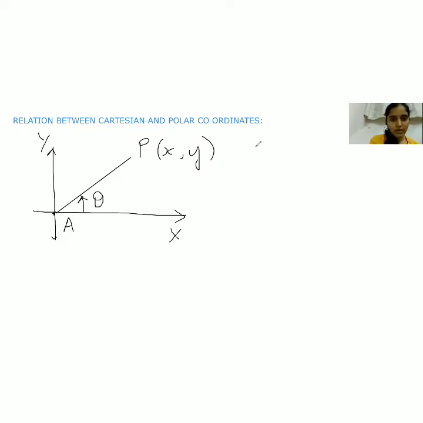Okay, and we draw perpendiculars from here. So this will be distance y, and this is your distance x. This is radius r. What we have to find is the relation between the polar coordinates P(r, theta) and the Cartesian coordinates P(x, y). That means if one of them is given to us, we should be able to find the other one.